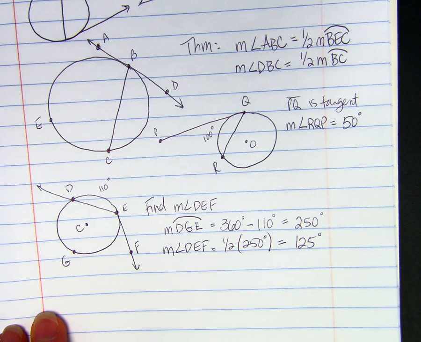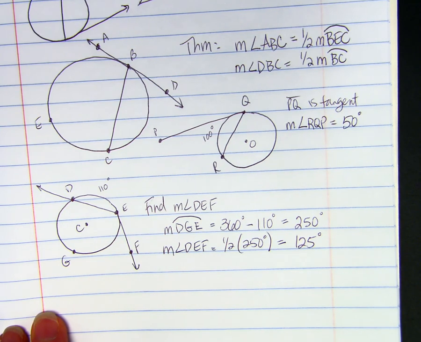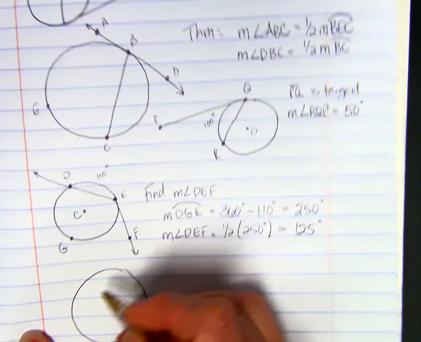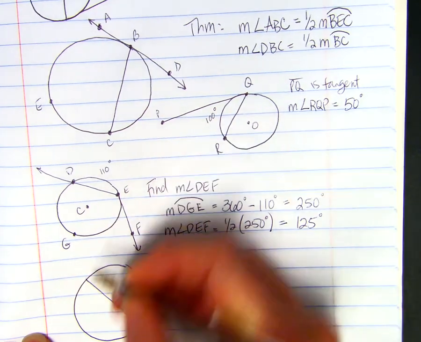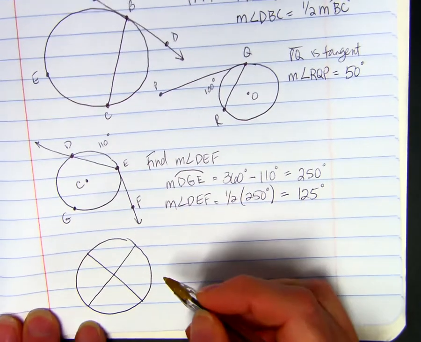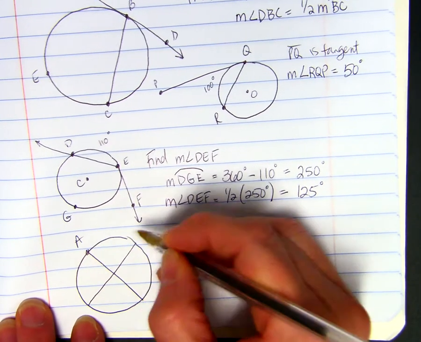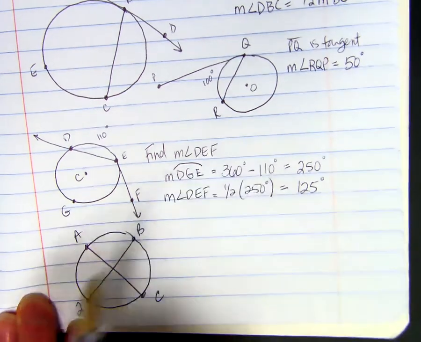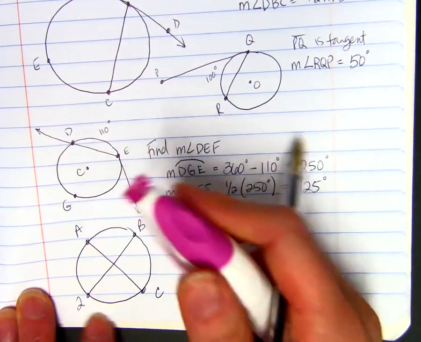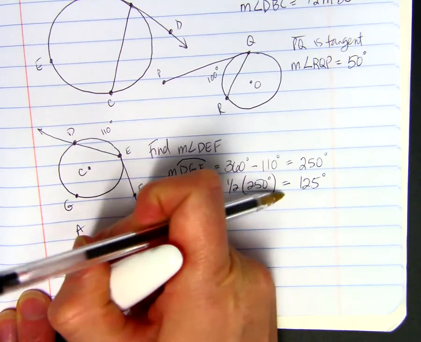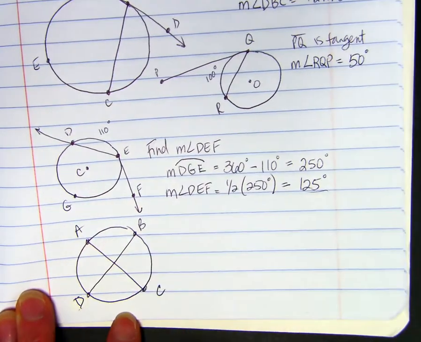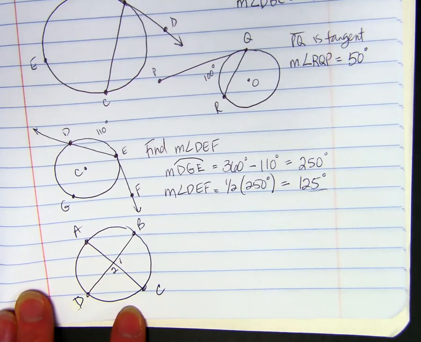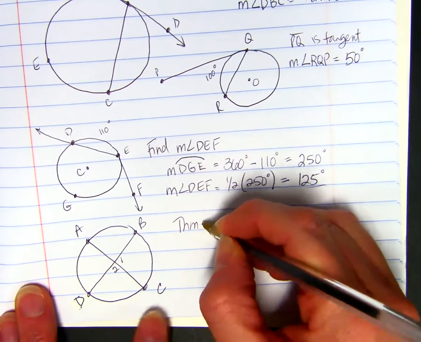And we have one more theorem with an example. Okay, so draw your circle. This time, we're going to draw two segments that form an X in the circle. We'll call these A, B, C, D. We'll call this angle 1 and this angle 2. I didn't mean to make it look like they were perpendicular, but here's a theorem.